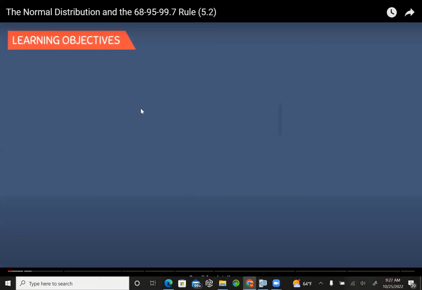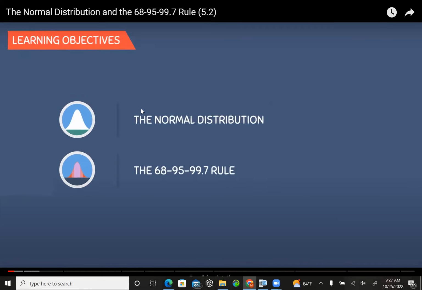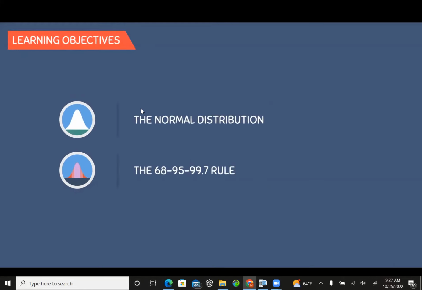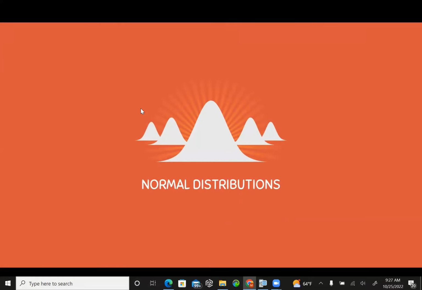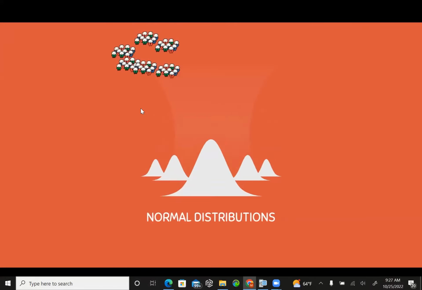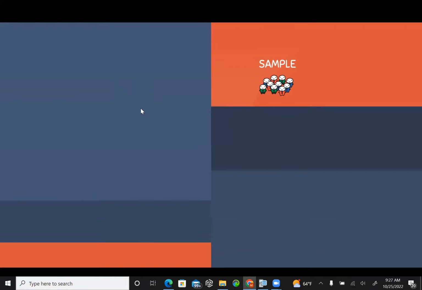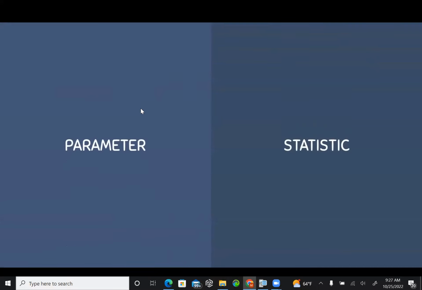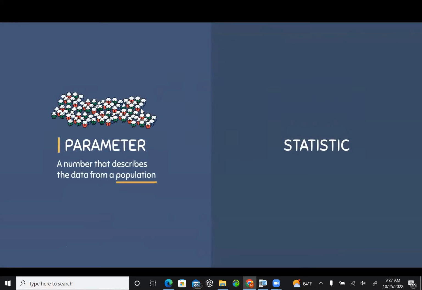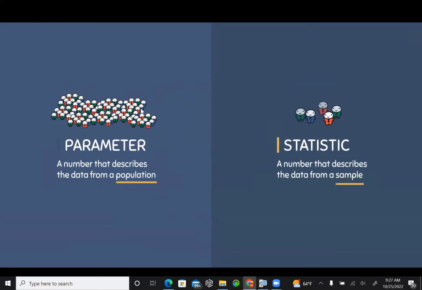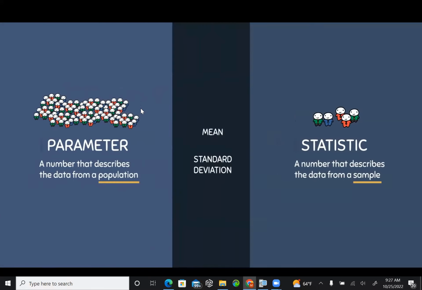In this video, we'll be learning about the normal distribution and the 68-95-99.7 rule. When we talk about normal distributions, we refer to data we get from a population or sample. So before we actually talk about the normal distribution, we need to first distinguish the difference between a parameter and a statistic. A parameter is a number that describes the data from a population, whereas a statistic is a number that describes the data from a sample.